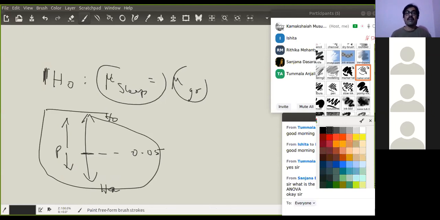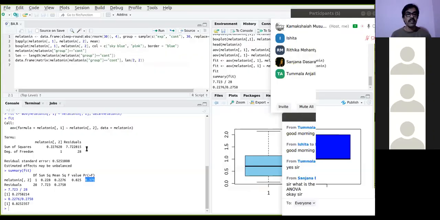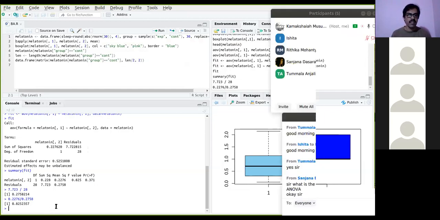Okay, now let's go back to RStudio. So what is the p-value here? The p-value is 0.371, which is greater than 0.05. So we fail to reject the null hypothesis. And we conclude that the difference between these two groups, the control versus experimental, is not statistically significant. They are both more or less the same. I mean, they are not the same actually.